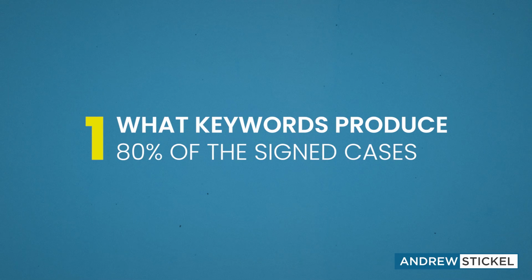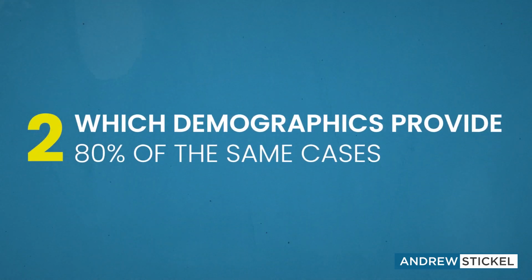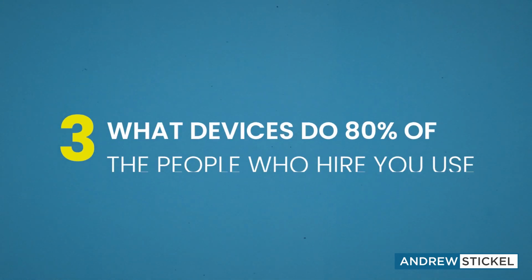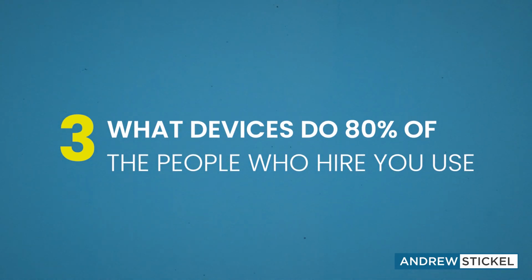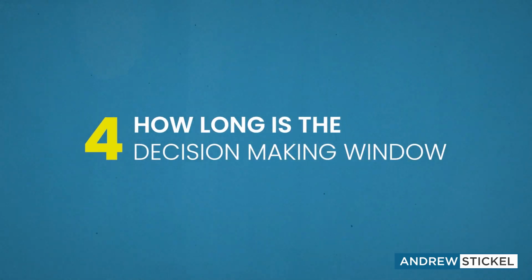The first question is, what keywords produce 80% of the signed cases? The second question is, which demographics provide 80% of the signed cases? The third question is, what devices do 80% of the people who hire these law firms for this particular practice area, what types of devices are they using? And then the fourth question you have to think about is, how long is the decision-making window when someone decides that they're looking for an attorney? Now, I'm going to break down each of these questions in detail so that you can use them and build a PPC campaign that will bring you tons of leads, tons of clients, and help you grow your law firm.